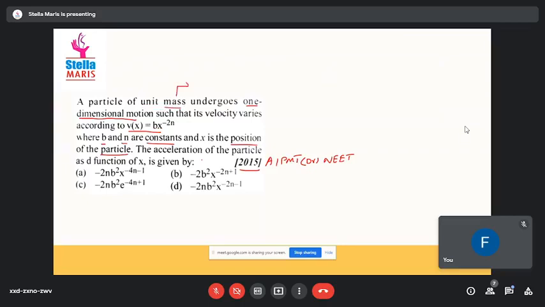Why? Because we are dealing with motion along a straight line. So while calculating motion along a straight line, we don't need to worry about the particle's mass. And they are saying it undergoes straight line motion, that is one dimensional motion, such that its velocity varies according to v of x is equal to b times x power minus 2n, and they have given the velocity as an equation.